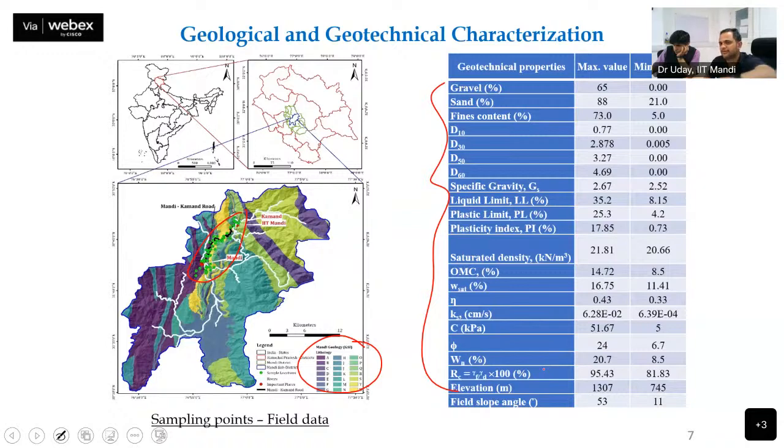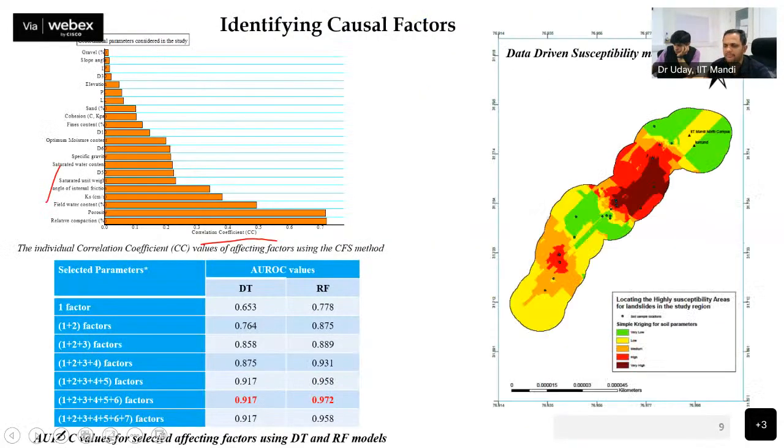We saw where all these particular values which you have denoted are falling in this particular domain, and we tried to develop a susceptibility map, which looks like this. So these are the points where the landslide has happened in this particular area, and this is typically a road connecting Mandi to the IIT Mandi campus. Okay, so this is a 14 kilometer road. So we tried to zonate this particular area corresponding to the highest accuracy we obtained from 6 parameters by using different machine learning models. Okay, and then we developed a susceptibility map.